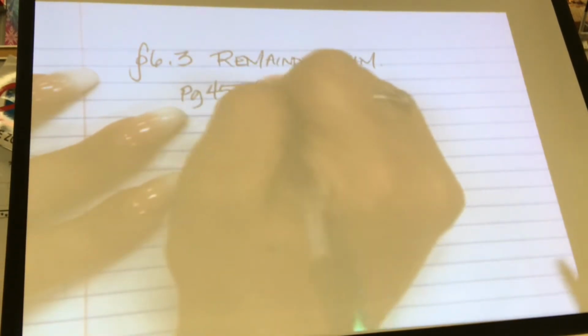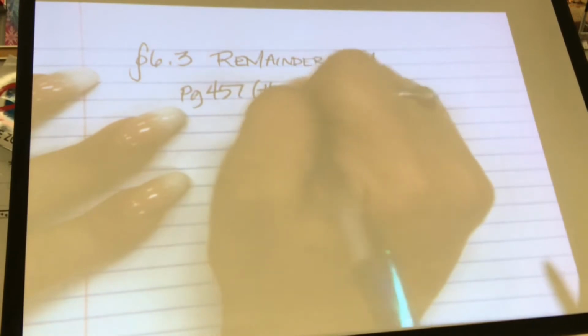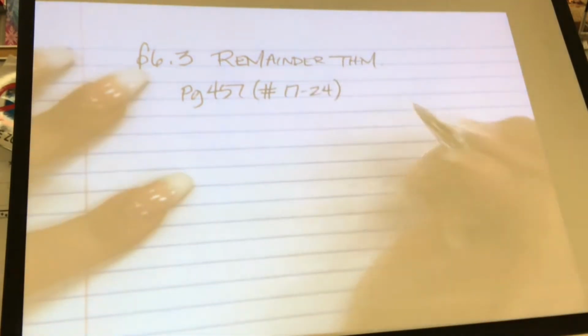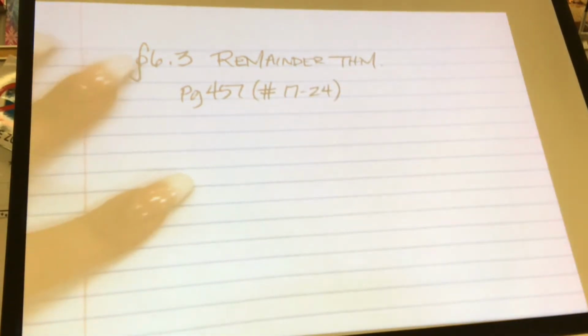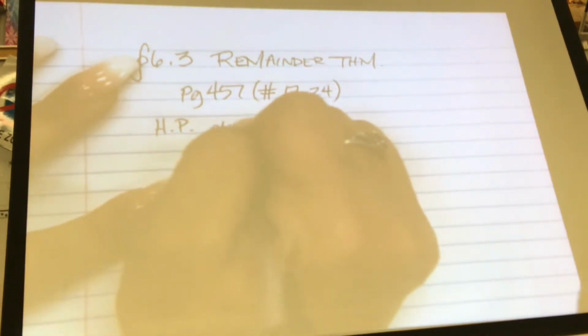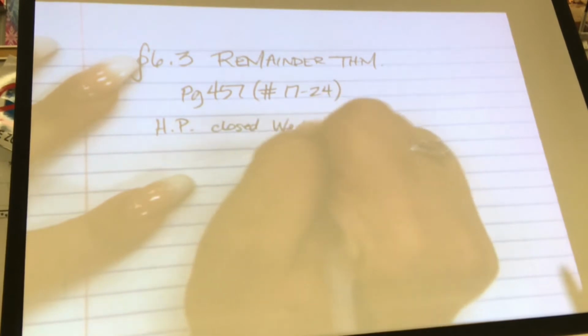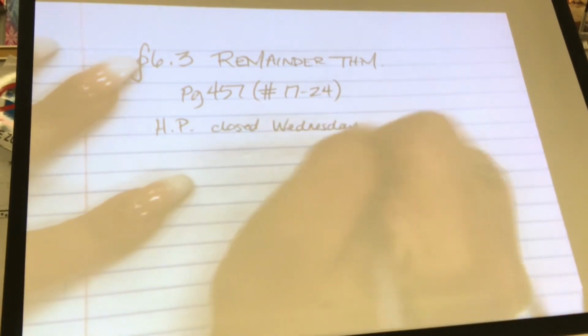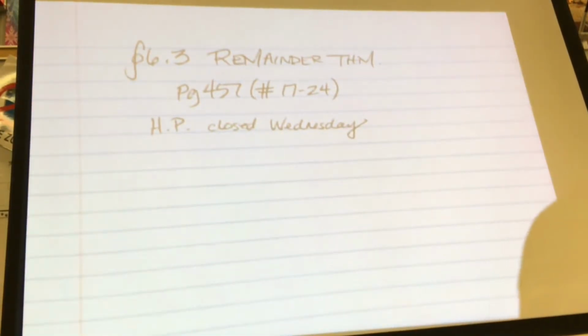Tonight's homework is page 457. We're going to do numbers 17 through 24. I do want to remind you that our power is closed on Wednesday. It's Halloween and it's always low attendance. So our power is closed.